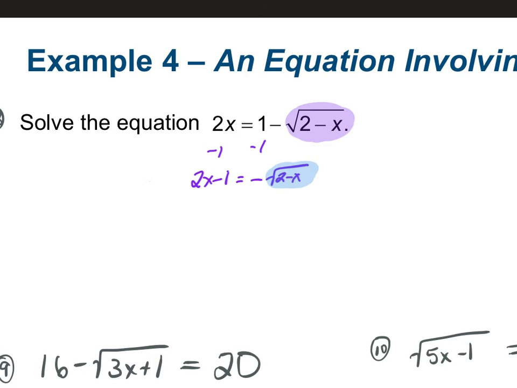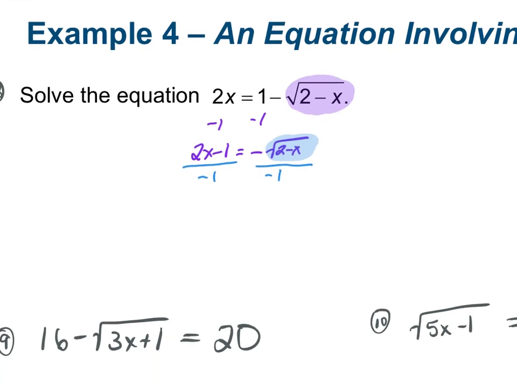How do I get rid of that negative? It's a negative 1 being multiplied. So I divide both sides by negative 1. All that does is change our sign. So negative 2x plus 1 equals the square root of 2 minus x. Now, do you guys agree that now the radical is completely by itself? Now that it is, we're going to square both sides. When you square a square root, that cancels out.